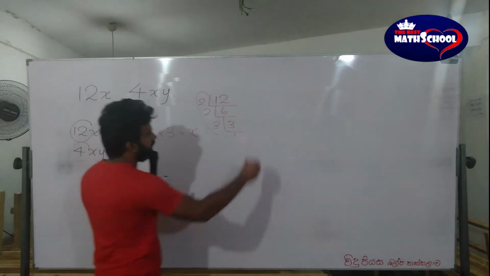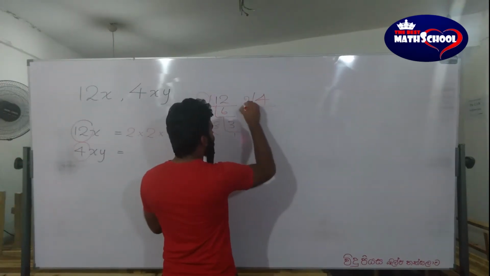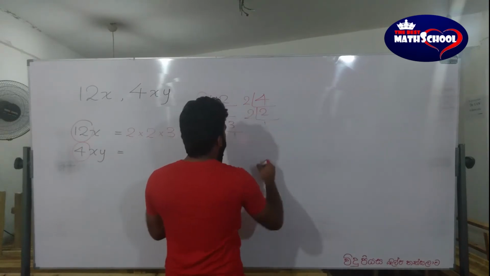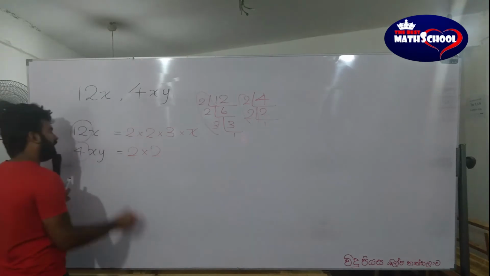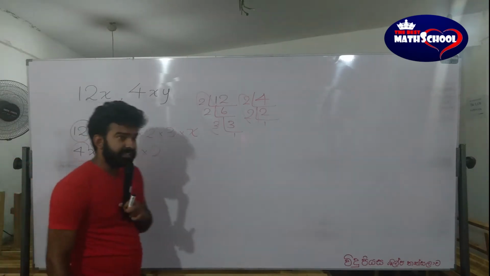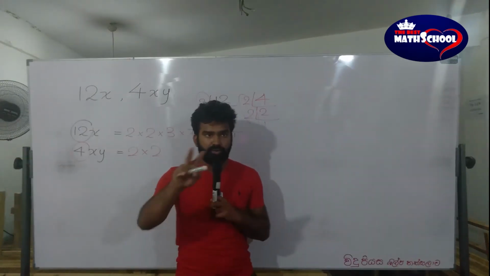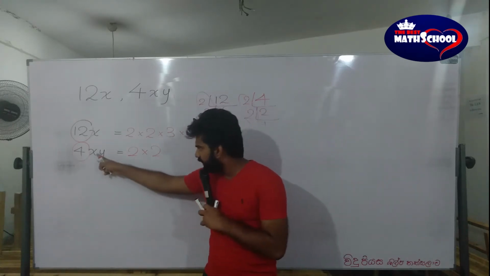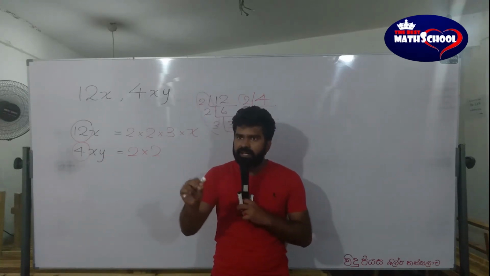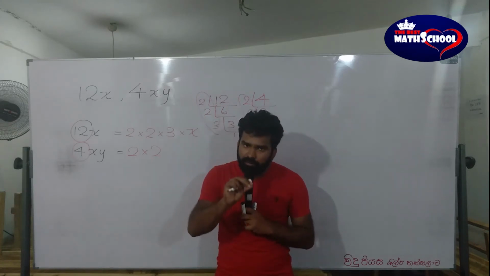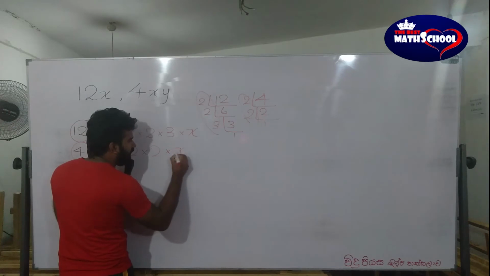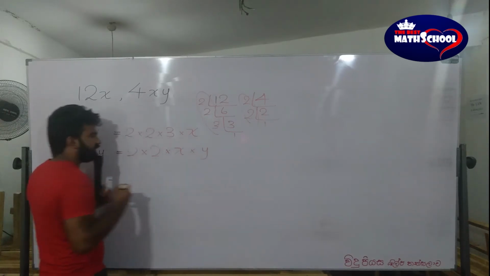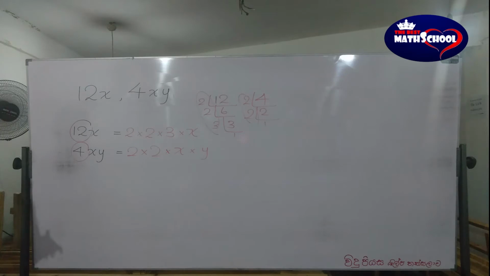And take this 4. 4 is the number. Divide 4 by 2, 2 by 2, so 1. 2 and 2 will be the factors. So we can write it as 2 into 2. And there were x and y, right? There were two algebraic terms, x and y. So xy means x has been multiplied by y, so these prime numbers should get multiplied by x and y like this. Got it?